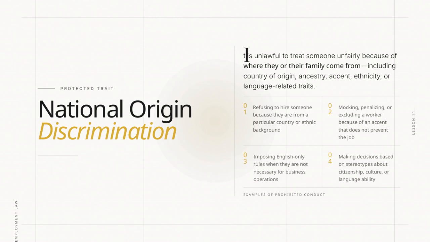Similarly, mocking or penalizing an employee for their accent, especially when it doesn't affect their job performance, is not allowed. Employers also can't impose English-only rules unless such rules are truly necessary for the business to operate effectively. Lastly, making employment decisions based on stereotypes related to someone's citizenship, culture, or language ability is prohibited. These are all important examples of conduct that goes against the law and protections around national origin.